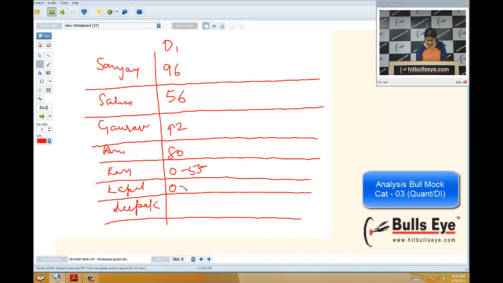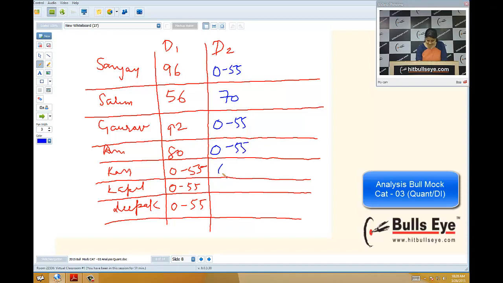And for Kapil it will be 0 to 55. For Deepak it will be 0 to 55. For day 2 similarly, it will be 0 to 55, 70, 0 to 55. For Amar this is 0 to 55, 63, 56 and 91. Similarly for day 2 you can write, day 3 I mean.